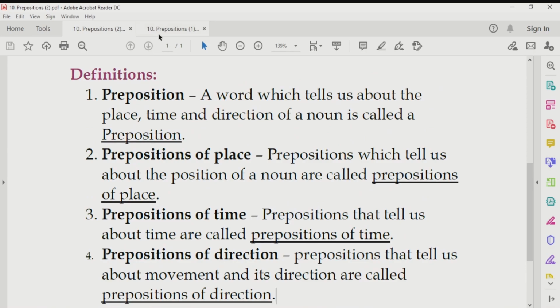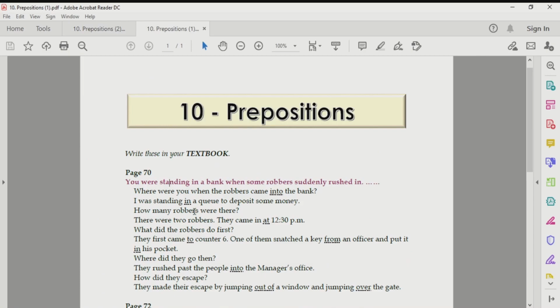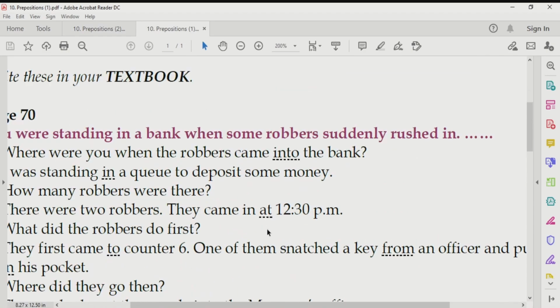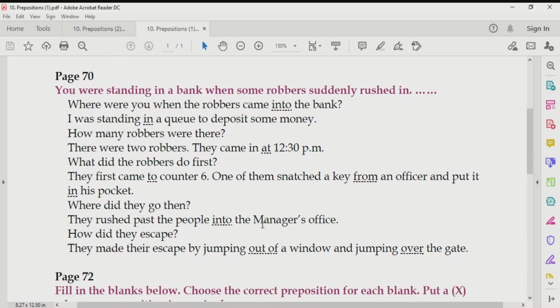So now let us move on to PDF 1. Over here we will be learning all the exercises. On page 70 you have this instruction. I have not given you fully so that you can refer to this page number. Okay, this is just a story. It is like a rough story that has been given to you that you were standing in a bank when some robbers suddenly rushed in. And whatever had happened over there, you are now speaking to a policeman and you are reporting the whole incident to the policeman. So, how are you going to report?